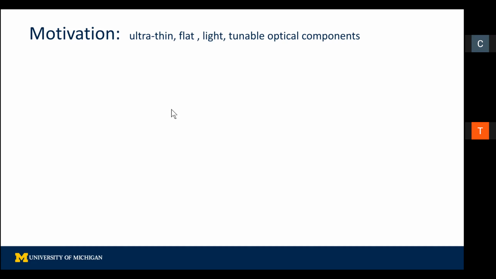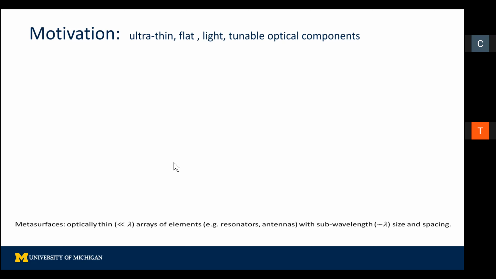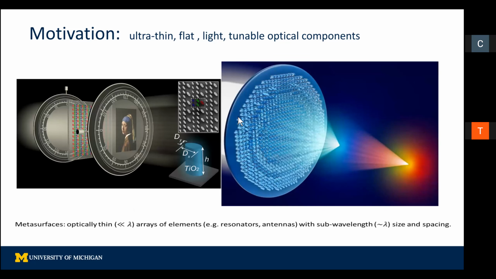Metasurfaces are optically thin arrays of elements. When I talk about optical metasurface, we can think of this as a 2D array of elements. In this case, there are some nanorods, and in this case, there are some nanobricks. Those have sub-wavelength size and spacing, and we put them on a 2D surface, and by doing some manipulations, they can form the functionality we want to have.